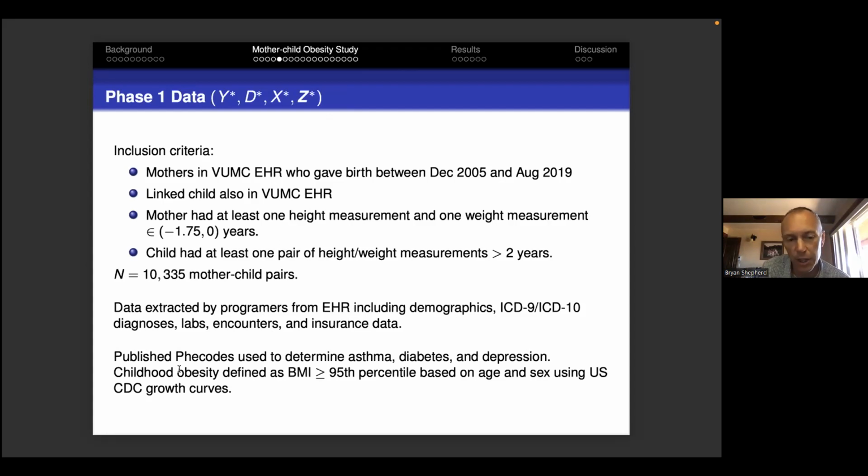We used published codes to determine different outcomes such as asthma, diabetes, and depression, which were used as covariates. We defined childhood obesity using BMI greater than the 95th percentile based on age and sex using CDC growth curves. And we also did some data quality checks based on some published ways of evaluating outliers for different weights and heights.